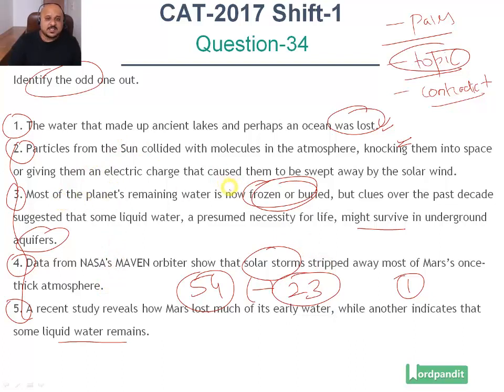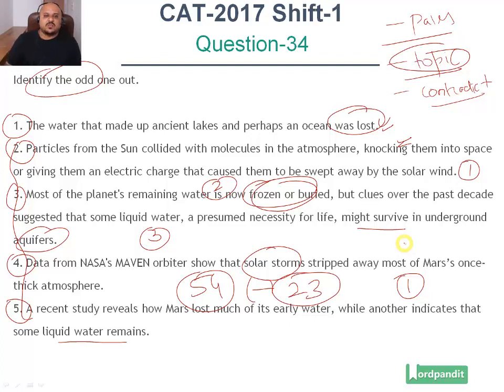Statement number 2 first tells us that molecules in the atmosphere were knocked into space, or given an electric charge that caused them to be swept away by solar wind. This is thing number 1 that happened with water. Thing number 2, it was frozen or buried. Thing number 3, it remained. There is some liquid water, a presumed necessity for life, that might survive in underground aquifers. So we've already accounted for water in these 3 scenarios.